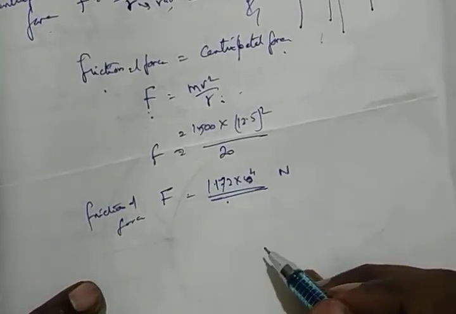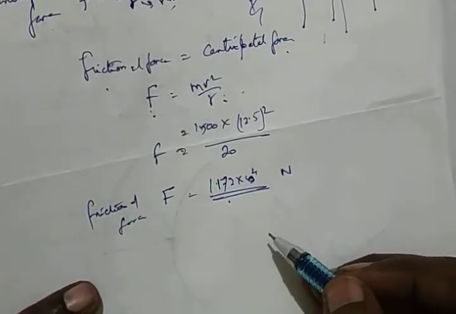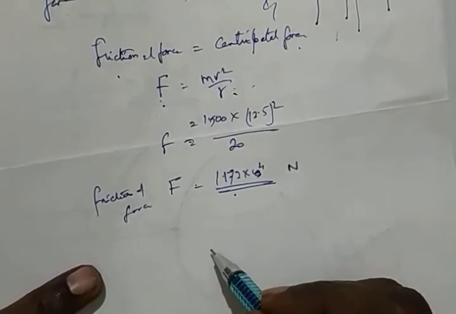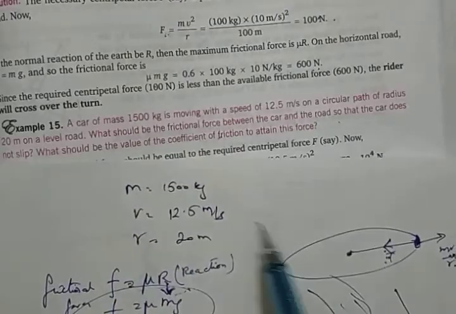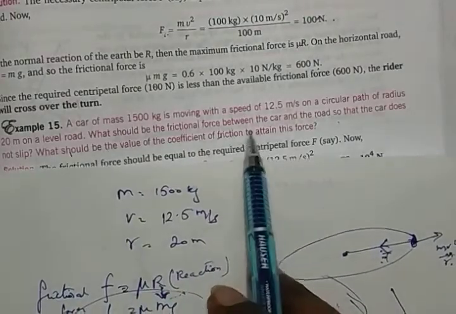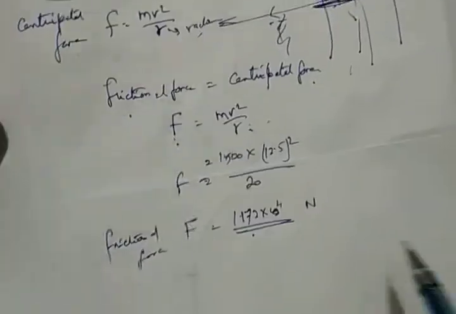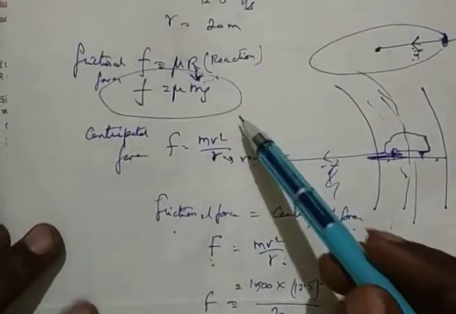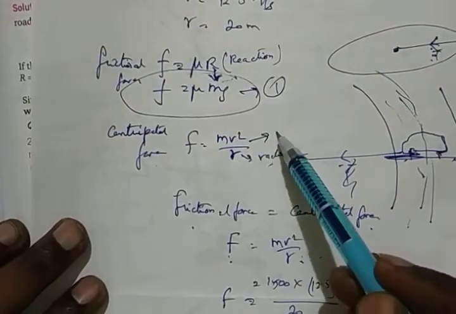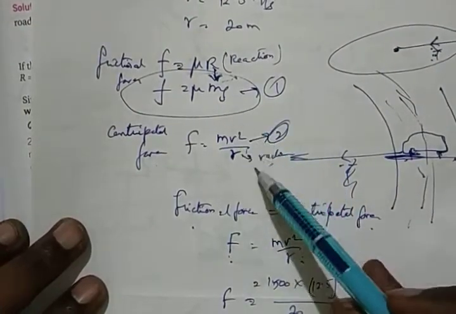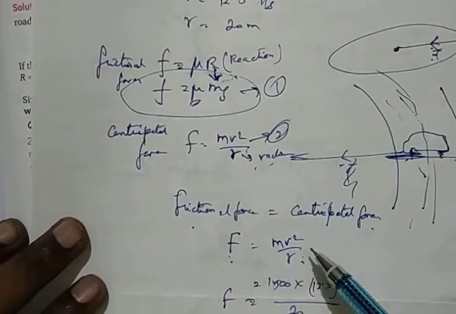Okay. Now the second part asks, what is the coefficient of friction? Now you can equate equation number 1 and equation number 2. Try to equate this one. You will get the coefficient of friction mu. You can find it out, right?